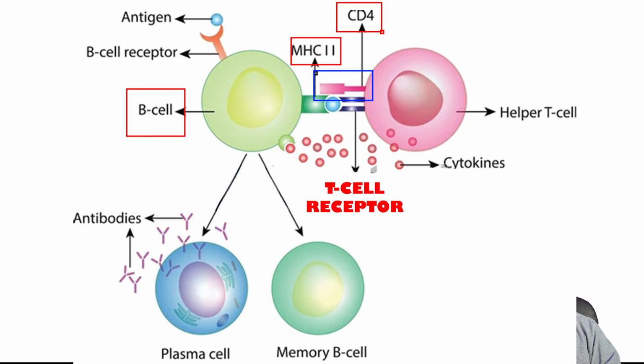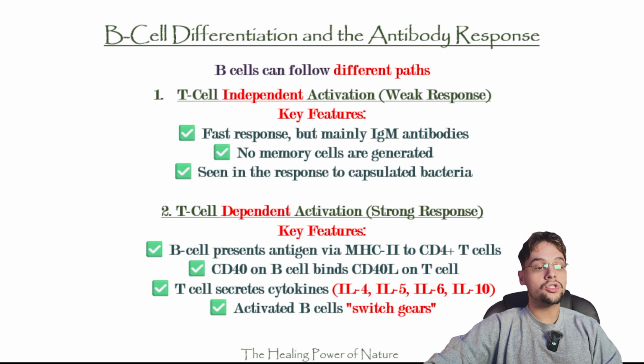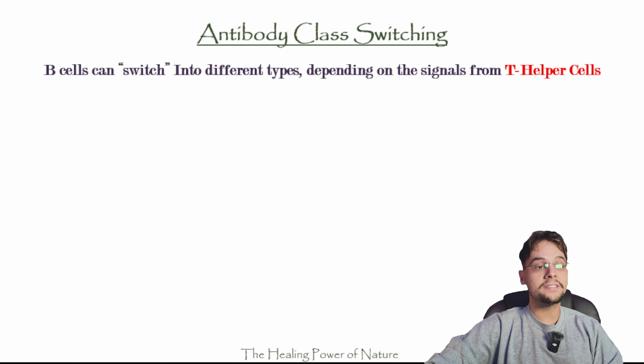T cells then secrete cytokines like IL-4, IL-5, IL-6, or IL-10. These are examples that lead to class switching. So the antibodies can switch between different classes, like IgM to IgG, or to IgA, or to IgE. There's also plasma cell differentiation, which creates the antibody factories. Activated B cells switch gears to produce the best antibody class for the job. So B cells can switch into different types depending on the signals they receive from T helper cells. Think of T helper cells as helping your B cells know what to switch to in order to fight the specific antigens.